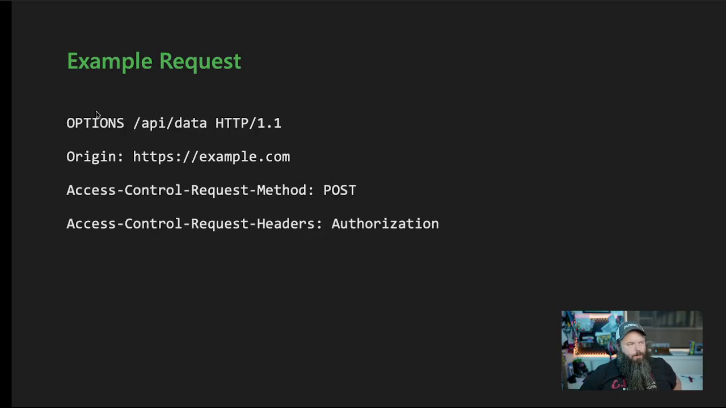An example request here: the browser will send an OPTIONS request with the origin and the Access-Control-Request-Method, saying, hey, we're about to do a POST, and we're going to send an Authorization header. The server will reply with the allowed methods and headers that we can send, and then the browser decides at that point whether or not we're actually going to send the request in many cases.